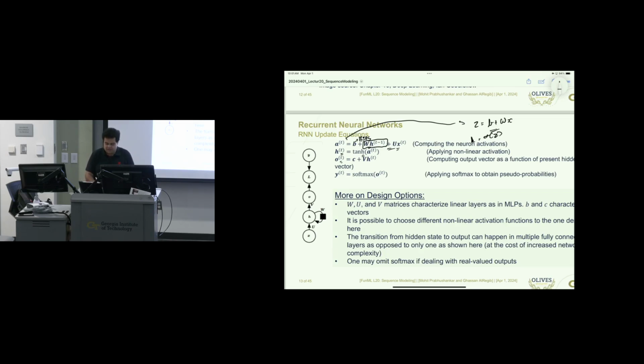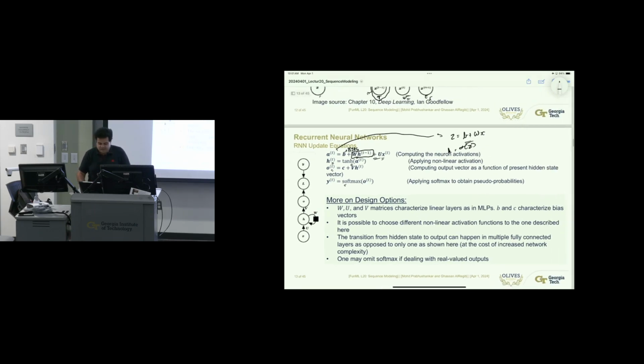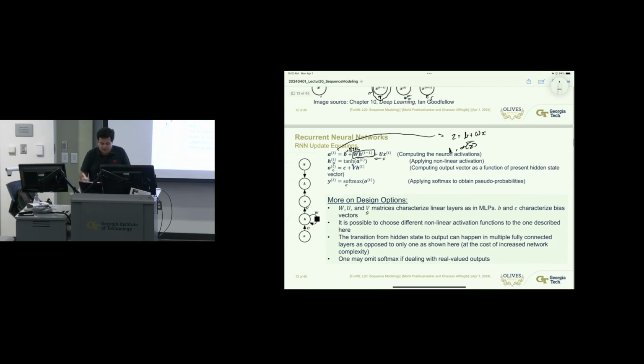Your output is now c plus V h of t. So this is the same as your decoder, like a very linear decoder, and your output y of t is going to be softmax of o of t, which is what your output needs to be. In terms of design choices, your W, U, and V are nothing more than just linear layers in your multi-layer perceptron. Very simple. b and c are biases.